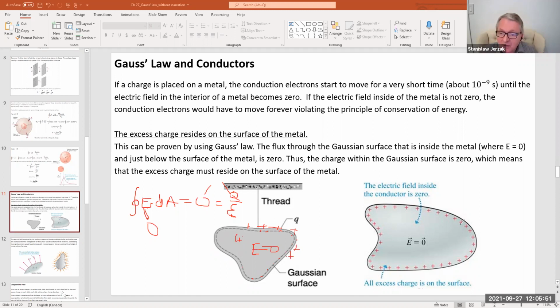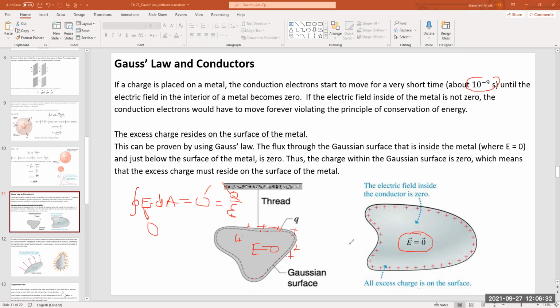So by using Gauss's law, we were able to prove that this excess charge which you put on the metal, after a very short time, maybe 10 to the negative 9 seconds, will be located on the outside surface of the metal. And that charge will be distributed in such a way that inside of the metal the electric field will be 0. Any questions so far? So far I was proving to you that when you put charge on the metal, the electric field inside will be 0 and the charge must be located on the outer surface of the metal.